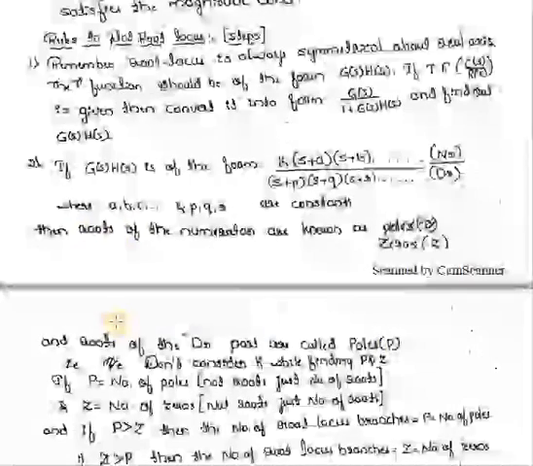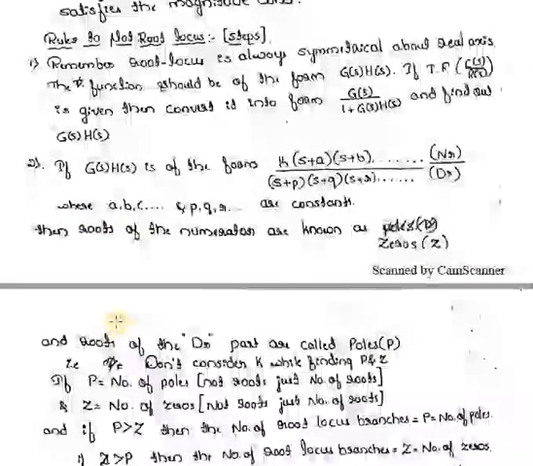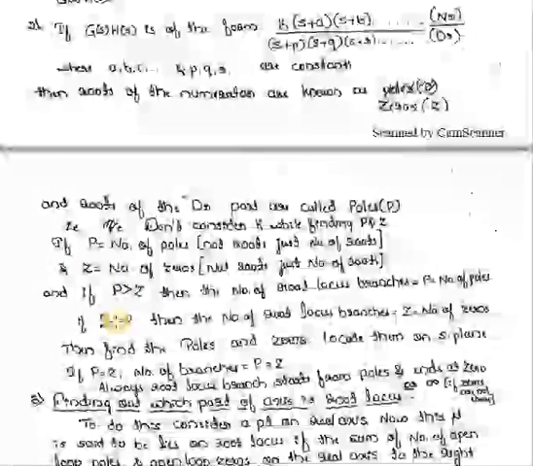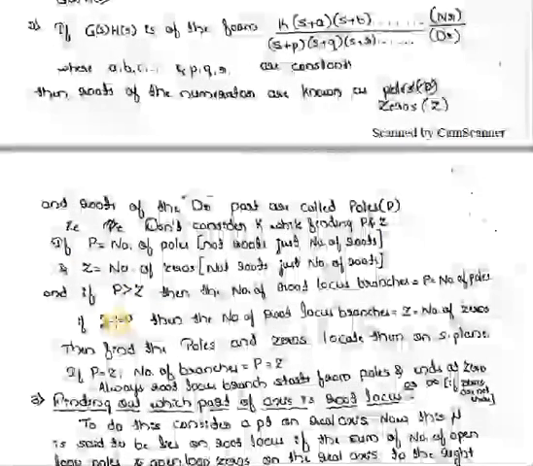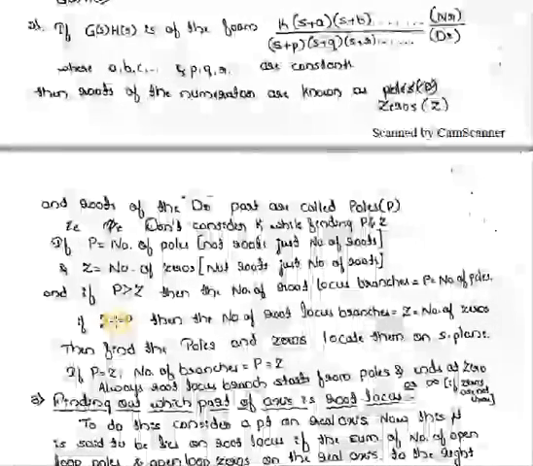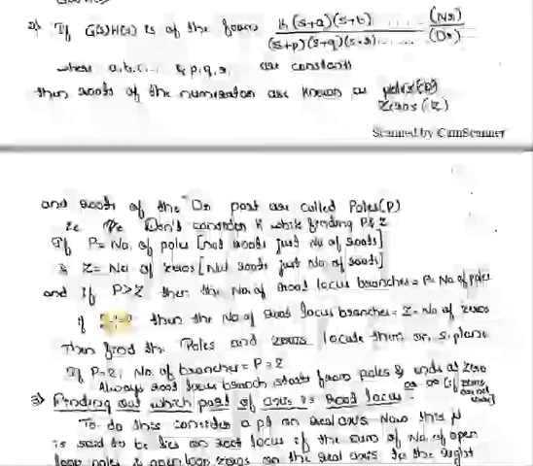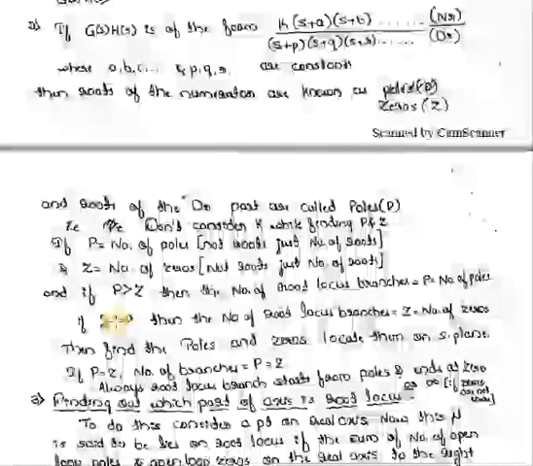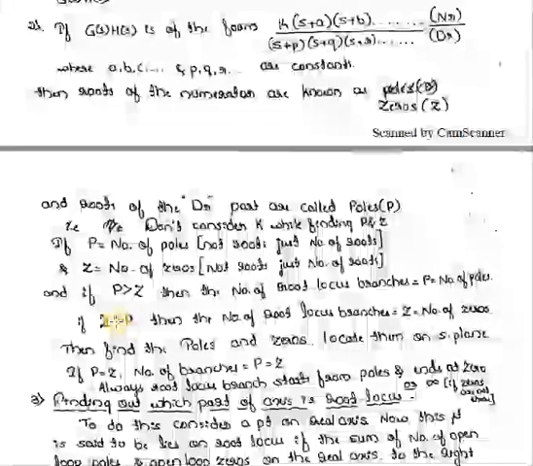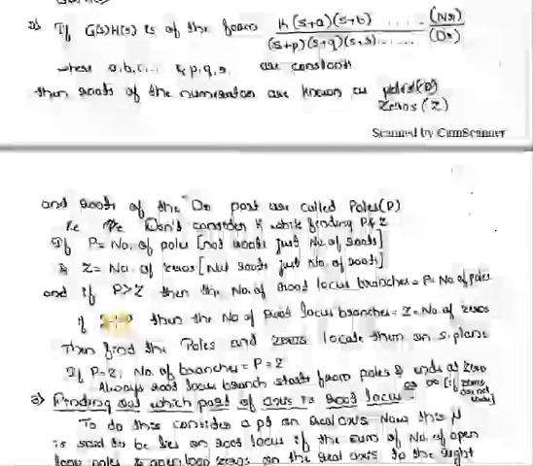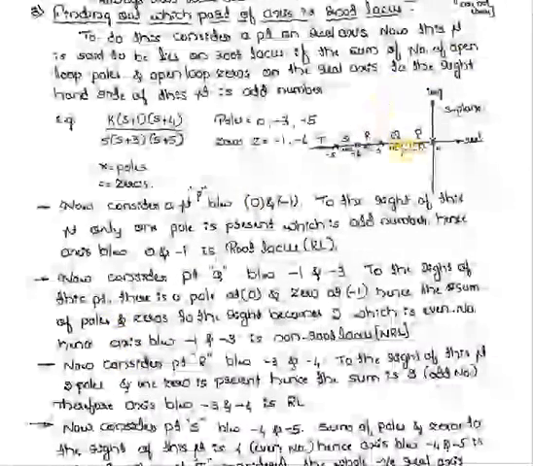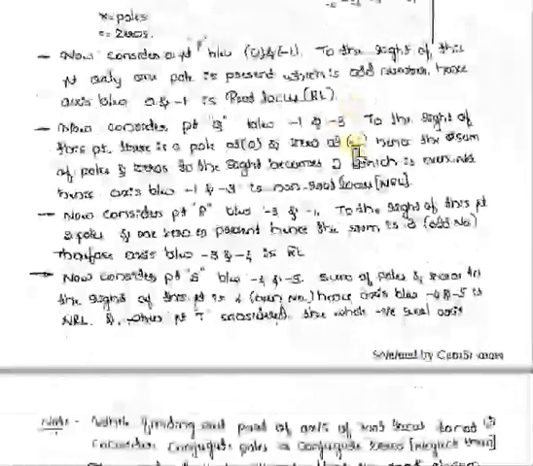Then you need to find out their values, the actual root values. And you need to find out the number of root locus branches. That is based on the values of p and z. If p is greater than z, then the number of root locus branches will be equal to the p value. Then you need to locate those values of poles and zeros on the S plane. After that, the third step is to find out which portion is a root locus and which is an NRL.